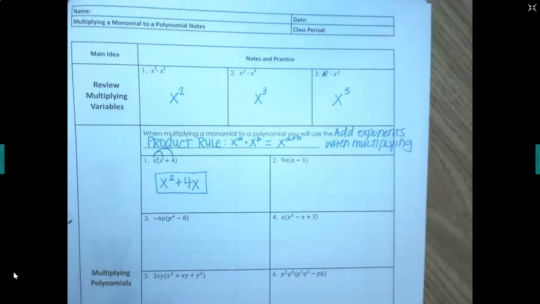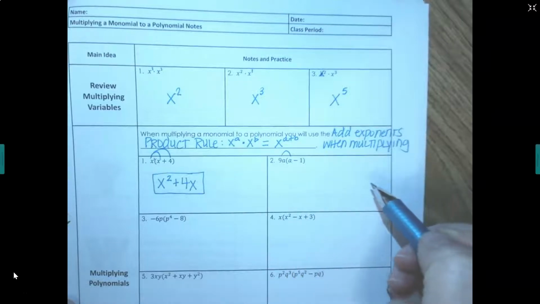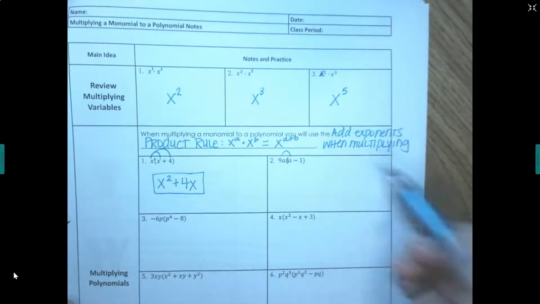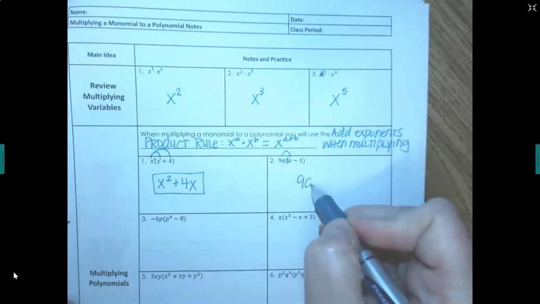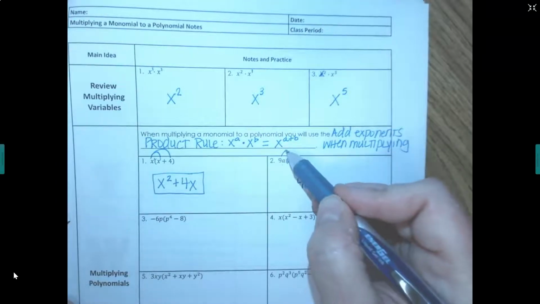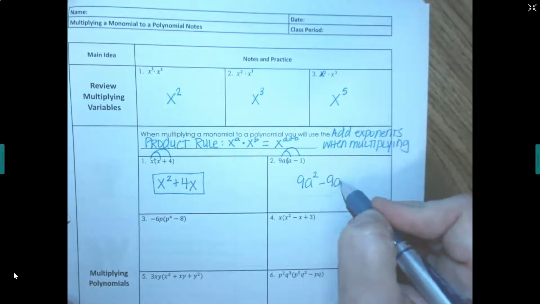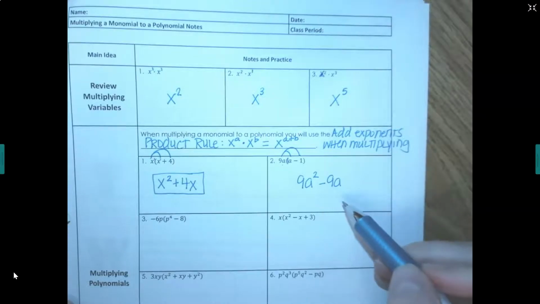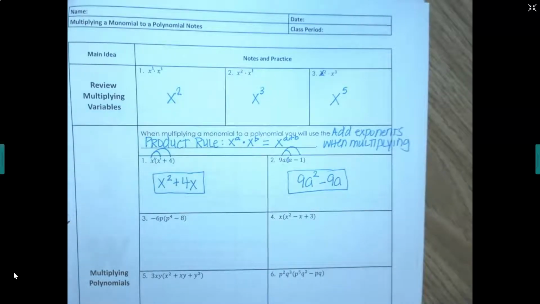Okay, it doesn't matter what the letter is. We can use any letter that we want. So let's try it in number 2. It's a very similar problem. I need to take 9a times a. Technically, it's not written there. There's a 1 in front of that a. So 9 times 1, you still have a 9. A times a is a squared. Okay, now let's distribute it to the second one. 9a times negative 1 will become negative 9a. And then I just check for standard form, which this one is in. So that's my final answer.